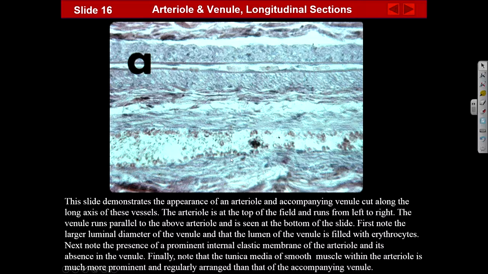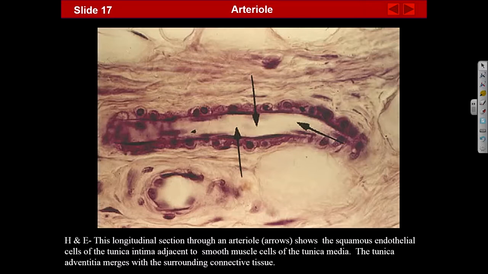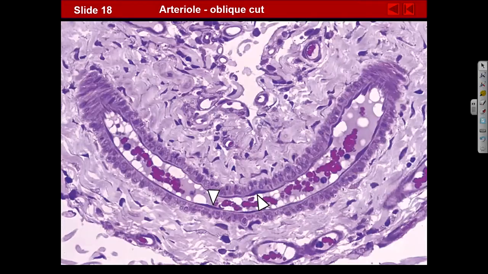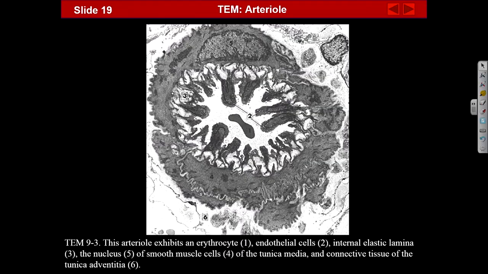Okay, another arteriole in longitudinal section. Looks like one layer of smooth muscle. One is enough. One to five, it's an arteriole. Here's another in longitudinal section. This looks like it may be one to two layers of smooth muscle in the tunica media. Okay, less than five, more than zero, makes it an arteriole. Here's another arteriole in electron microscopic view. One, two layers of smooth muscle. It's an arteriole.